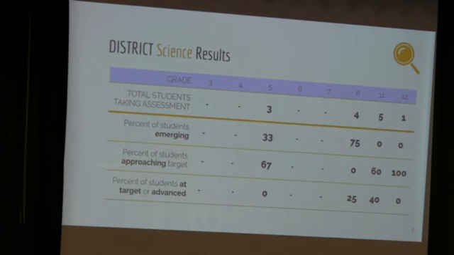For science, we do not test every grade. Again, 5th, 8th, and 11th are the typical grades testing for science. In 5th grade, 33% were emerging, and in 8th grade, 75% were emerging. For approaching, there were 67% of students in fifth grade and 60% in 11th, and then 100% of the students in 12th grade. And at target or advanced, 25% of the students in 8th grade and 40% of the students in 11th grade.